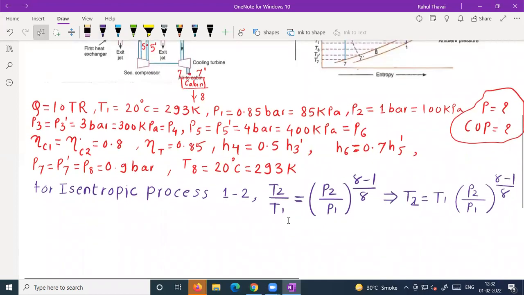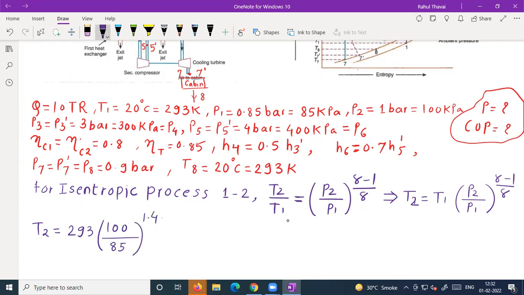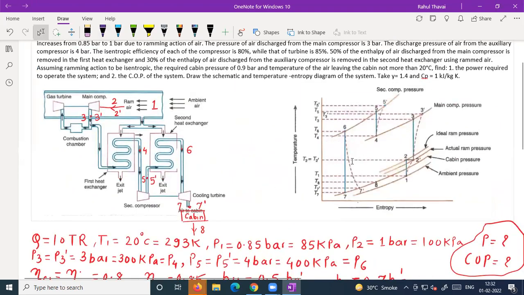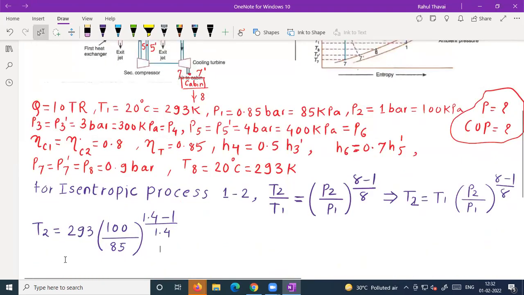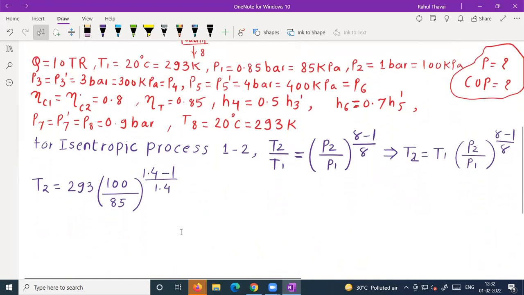So now let us calculate the value of T2. T2 is given by T1, the value of T1 is given, as you can see, 293, into P2, which is given as 100 kilopascal, divided by P1, which is 85 kilopascal, raised to power gamma, given as 1.4, minus 1 divided by 1.4. See, gamma is 1.4, it is given in the problem. If it is not given, it is the ratio of Cp by Cv, and that we used to take as 1.4.